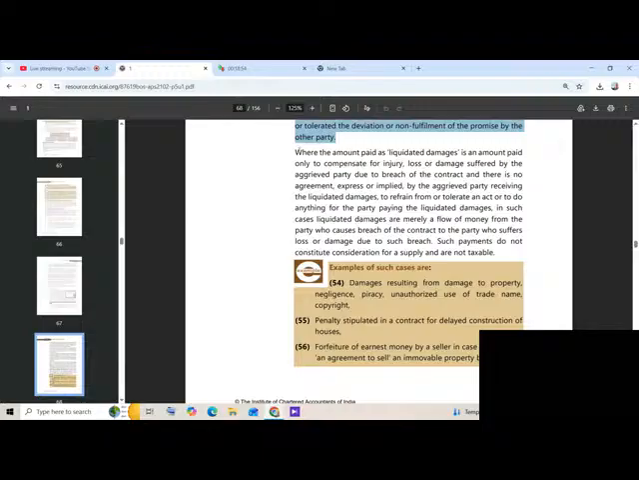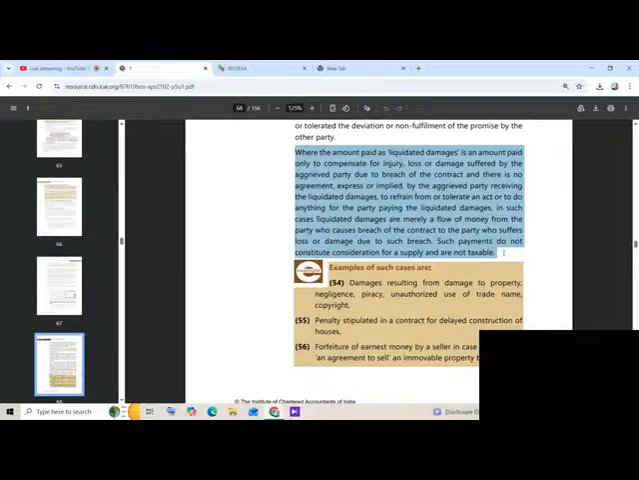where the amount paid as liquidated damages is an amount paid only to compensate for injury, loss, or damage suffered by the aggrieved party due to the breach of contract, and there is no agreement expressed or implied by the aggrieved party receiving the liquidated damages to refrain from or tolerate an act or to do anything for the party paying the liquidated damages. In such cases, liquidated damages are merely a flow of money from the party who causes breach of contract to the party who suffers loss or damage due to such breach. Such payments do not constitute consideration for a supply and are not taxable.